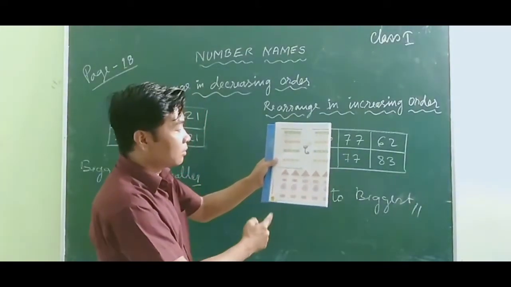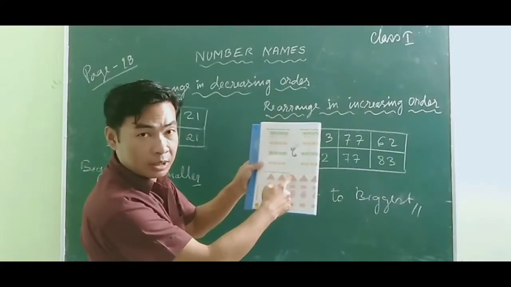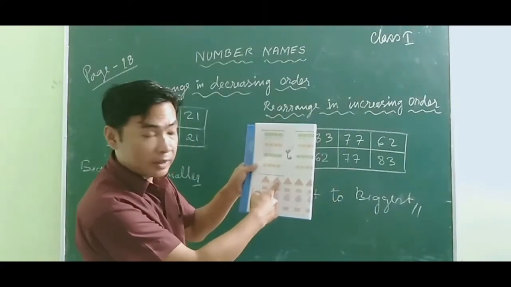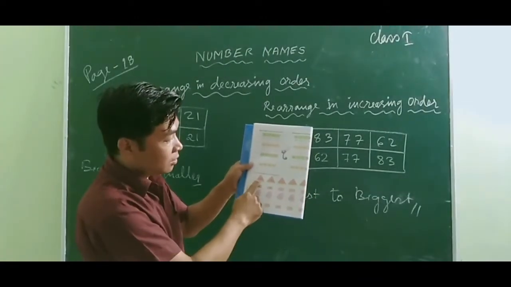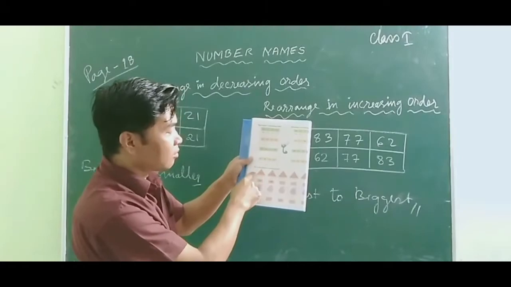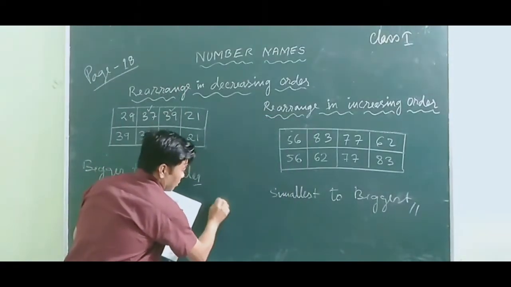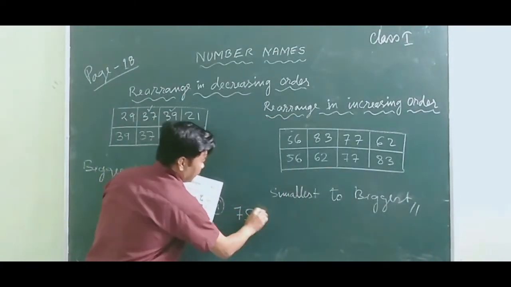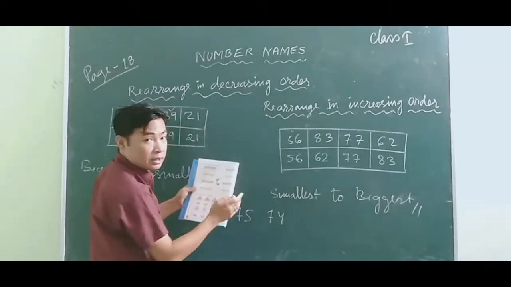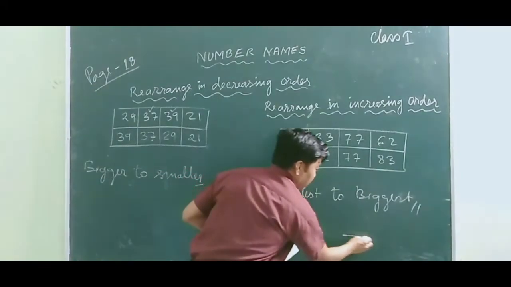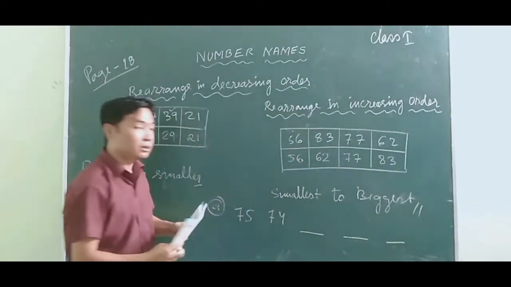Now see one more here, fill in the box by counting back. So this is also very easy. Counting back means you have to write the numbers backward. So here in number A, 75 is given here, and then 74 is given. So 1, 2, 3 spaces you have to write here. So you have to write the numbers.